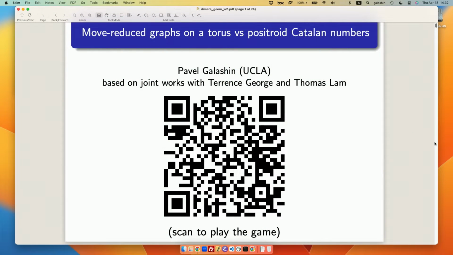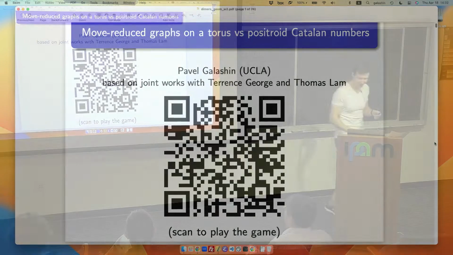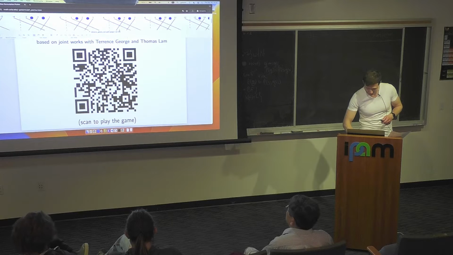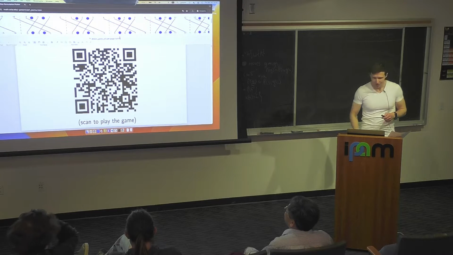I was preparing the slides, but after a few Beamer slides, your mind kind of starts to wander. So I made a game instead. You're all welcome to scan this QR code and play during the talk, and it's going to be equivalent to listening to the talk. So here's the game.